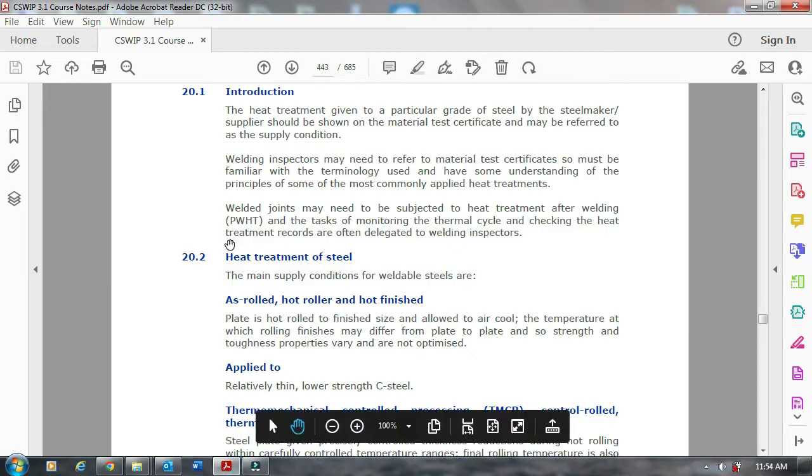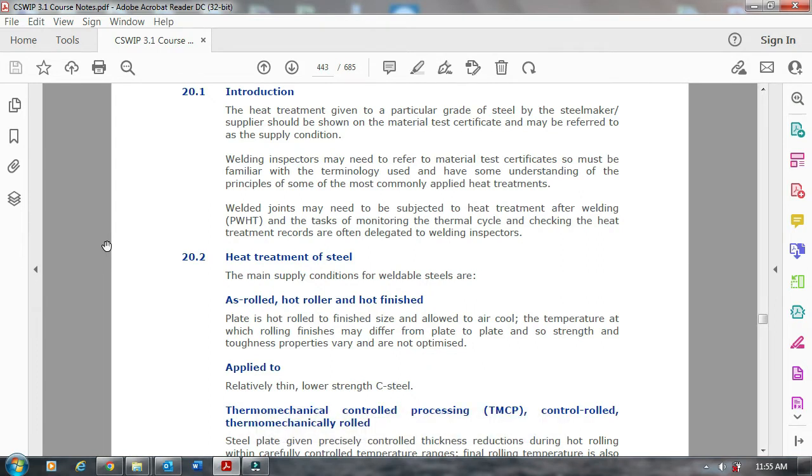Welded joints may need to be subjected to heat treatment after welding, PWHT. The tasks of monitoring the thermal cycle and checking the heat treatment records are often delegated to welding inspectors. So they should know, if there is an 8-inch pipe joint, how many sensors or heating elements are required. If it is 16-inch, how many, 24-inch, how many, and so on. And if there is a plate, how many, which side you have to keep them, and how many based on the thickness.